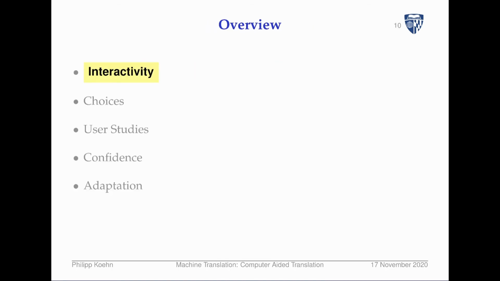Okay, let's look at now some methods to improve the collaboration between machine translation systems and professional human translators. So how do we improve the man-machine interaction here? Here's an overview of various kinds of things I'm going to go over. So we'll start with interactivity.